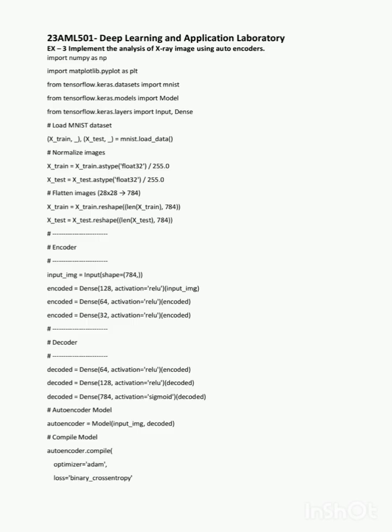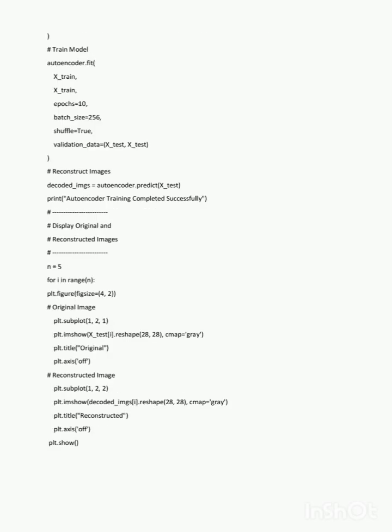The last part of this page instantiates and compiles our model architecture. We create the full autoencoder system by passing our input layer and our final decoded output layer into the Keras Model constructor. We then compile the model configuration. We specify the Adam optimization algorithm to handle weight tracking, and we set our objective function to binary cross entropy loss.